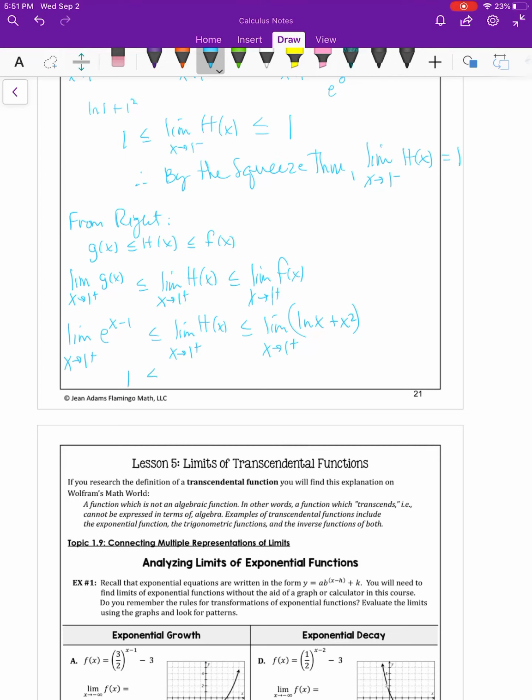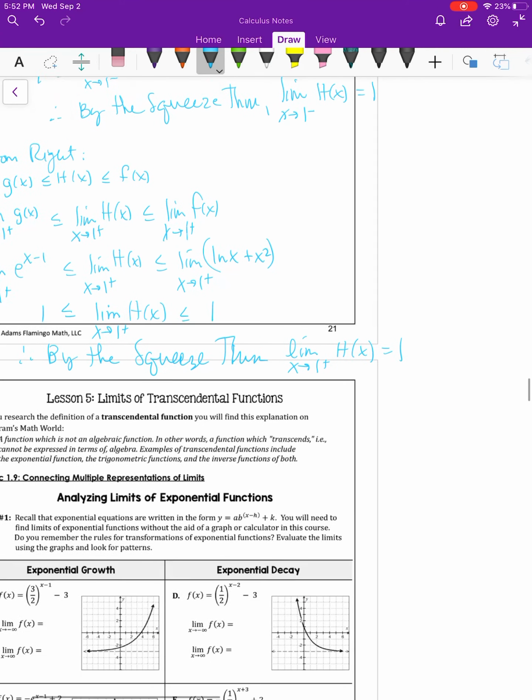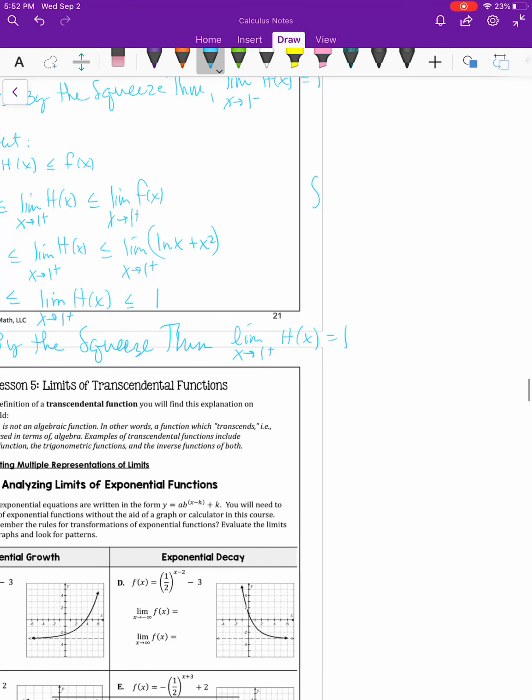And so if I put 1 in here, I get e to the 0, which is 1. And that is less than or equal to the limit as x approaches 1 from the right of h of x, which is less than or equal to, if I put a 1 in here, 0 plus 1. That's 1. And so therefore, by the squeeze theorem, the limit as x approaches 1 from the right of h of x is 1.